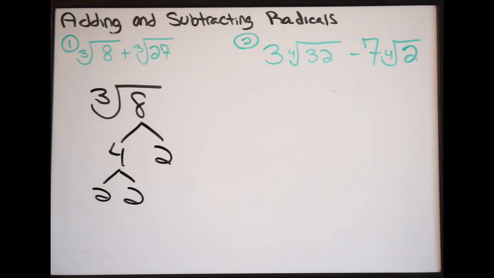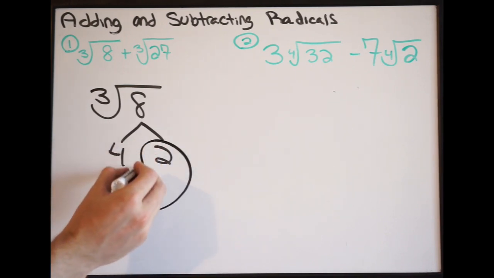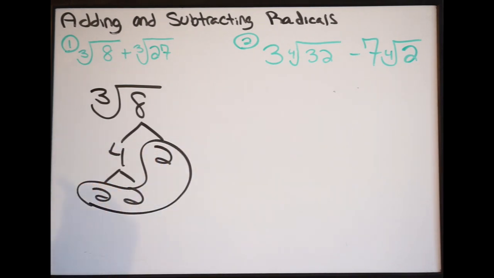So again, this is where my index is very important. It tells me that I need 3 of the same number in order to pull that number out from underneath the radical. So here, I have it down to its prime factors, that's what I want, and I have 3 2's. So this matches up with my index, which is 3, right? I have 3 2's. So the cubed root of 8 is simply just going to be 2, right? I just pull a 2 out.